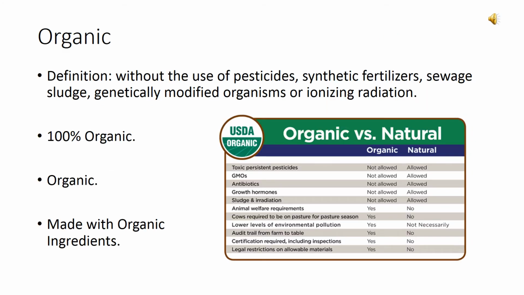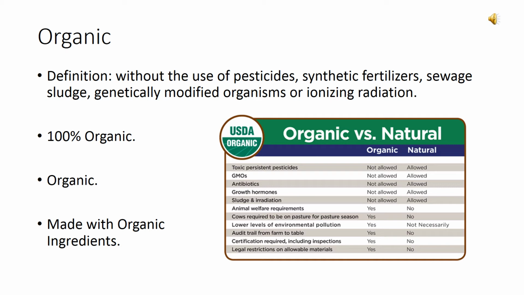There's a good chance that you are familiar with the term organic. The definition of organic means that there is no use of pesticides, synthetic fertilizers, sewage sludge, genetically modified organisms, or ionizing radiation used in the production of a certain food. Did you know, though, that organic may not necessarily mean organic? There are 3 different organic labels that you can find on a food, and they mean 3 separate things.